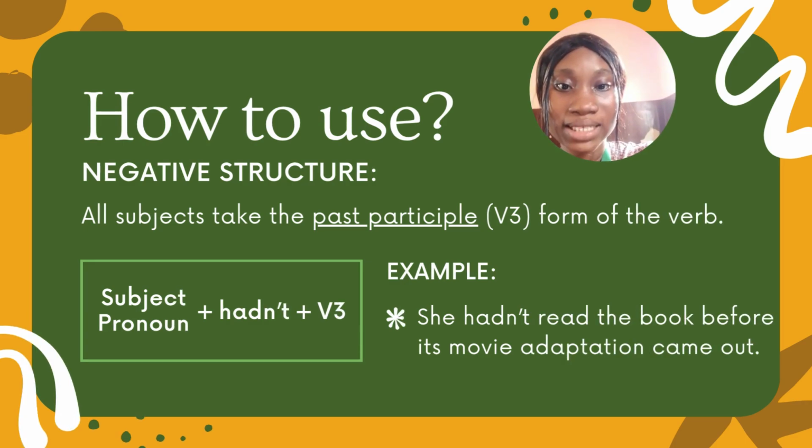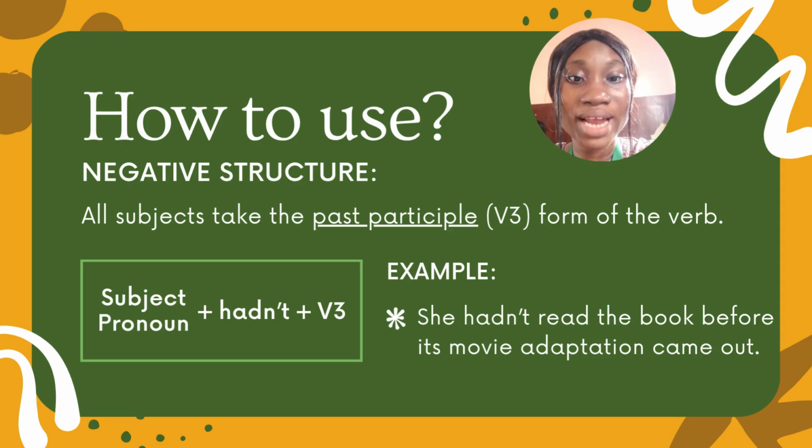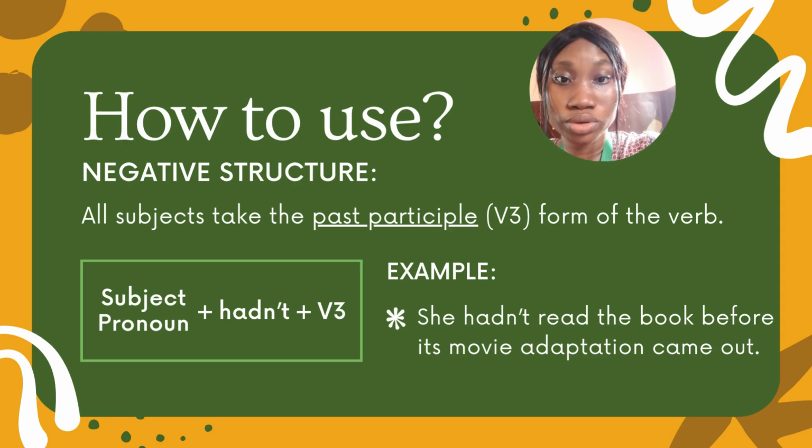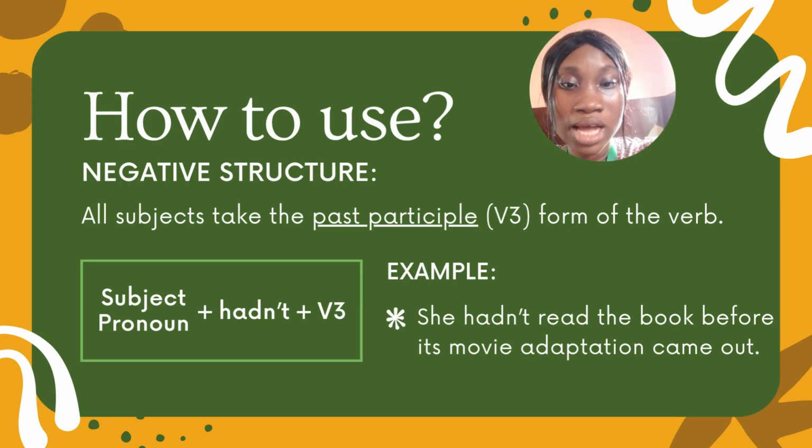Now for the negative, we have she hadn't read the book. That means she had not. We just shortened this and made it she hadn't. So she had not read the book before its movie adaptation came out. That means a movie came out, but the lady had not yet read the book before the movie adaptation came out. So you can see the negative form. You can make use of your past perfect tense when you are trying to confirm yes or confirm no.